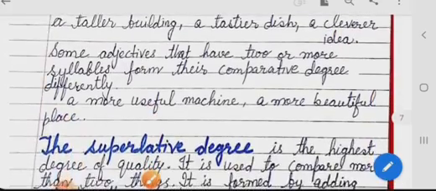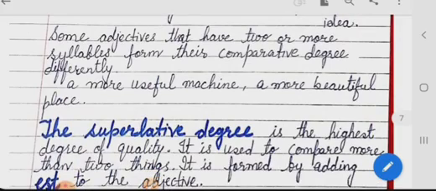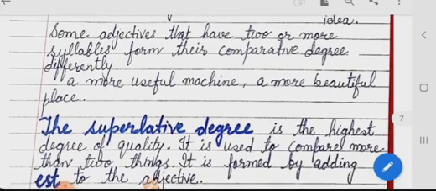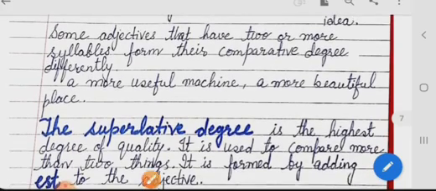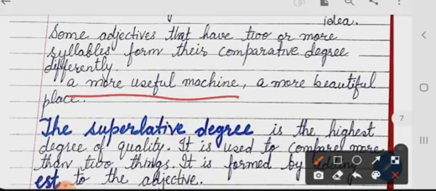Some adjectives that have 2 or more syllables form their comparative degree differently. जहाँ पर कुछ एडजेक्टिव्स ऐसे होते हैं that have 2 or more syllables, जिनके कि 2 या 2 से ज़्यादा सिलेबल होते हैं, तो वहाँ पे हम कंपैरेटिव डिग्री जो है वो अलग तरीके से फॉर्म करते हैं. Like a more useful machine, a more beautiful place.